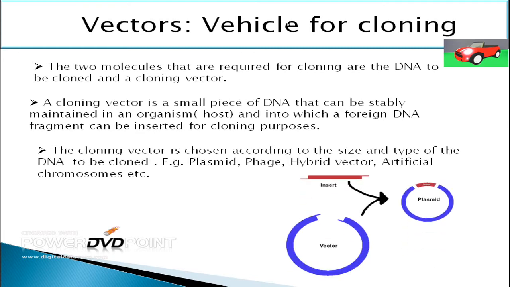And the cloning vector is chosen according to the size and type of the DNA to be cloned. For example, if a small insert is to be introduced, a vector would be chosen which can carry that insert. And if a large fragment is to be introduced, a vector that can internalize the large fragment would be chosen. Here are some examples of DNA which can be used as cloning vectors: plasmid DNA, phage DNA, hybrid vectors, and artificial chromosomes, etc.